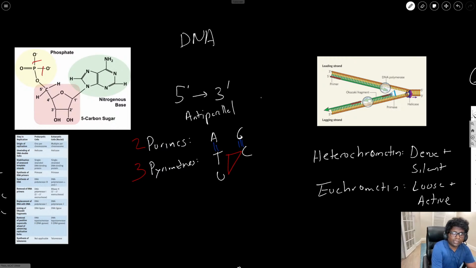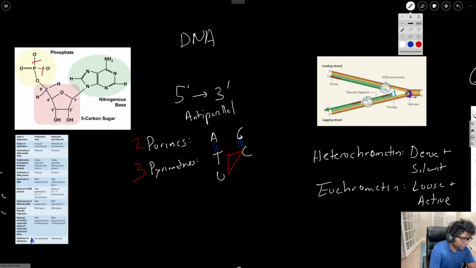Here's one I got wrong. I hate to admit it, but I got this wrong twice on practice problems. Prokaryotic cells do not have telomeres, guys. So, yeah. That being said, let's move on to this diagram here.